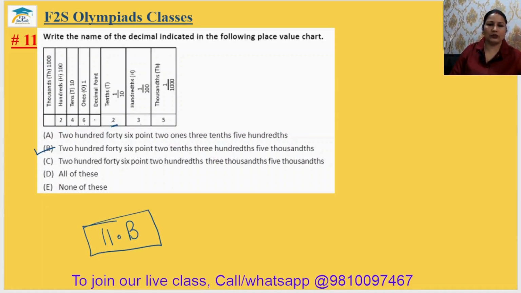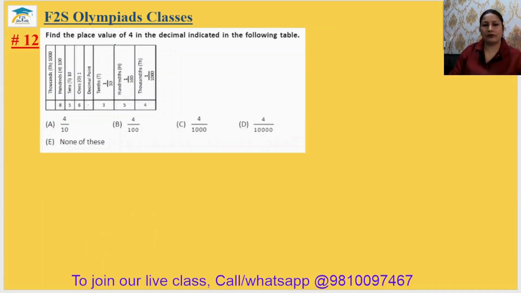Come to question number 12. Find the place value of 4 in the decimal indicated in the following table. Place value of 4. Where is 4? 4 is here. It means it is at the thousandth place in the number. It will be 4 upon 1000. Option C. The 12th answer will be C.